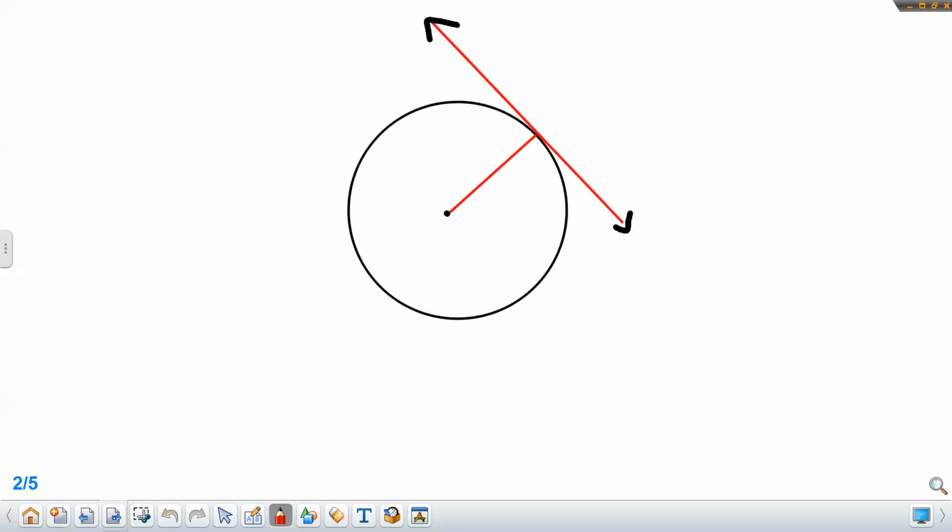For example, if I have a circle like circle O, and I have a radius here, OA, and I have a line which is called AB. What do you notice in this figure? We notice that AB, a straight line, touches the circle at point A. So AB is called a tangent.